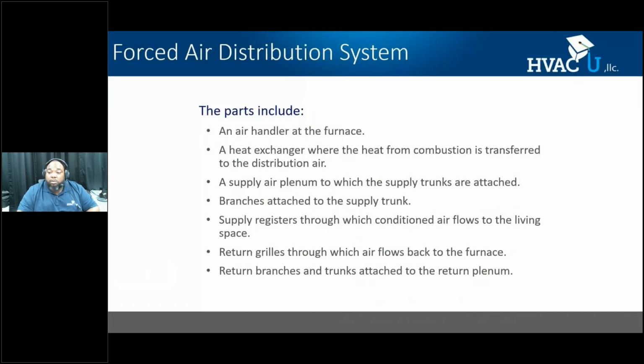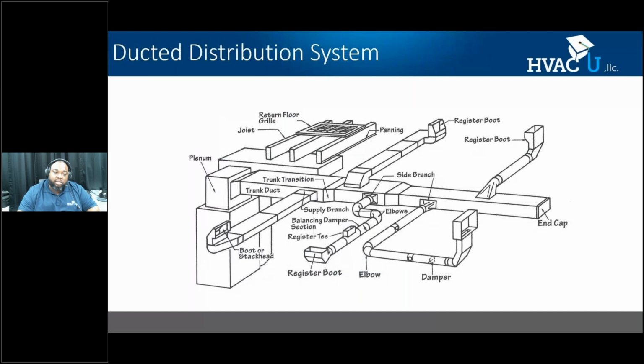All right, so let's talk about this system. The parts include the air handler or the furnace, the heat exchanger, which is used for the combustion process, a supply air plenum, the branches, the supply registers, and return grills, and then you have return branches that are connected to the return trunk and return plenum. And those ducted systems pretty much will look like this.